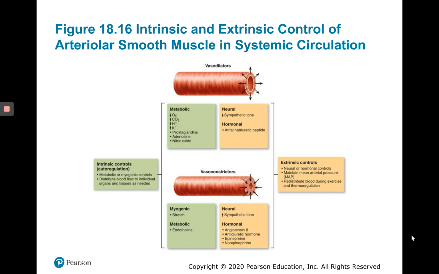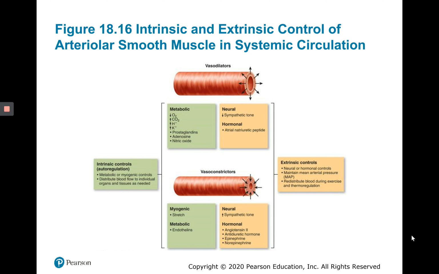So to summarize our metabolic, myogenic, and even non-hormonal mechanisms for vasodilation and vasoconstriction, you have figure 18.16, looking at both the intrinsic and extrinsic controls of blood flow. And what we're controlling is the arteriolar diameter. So we're controlling or acting upon smooth muscle in the arterioles.